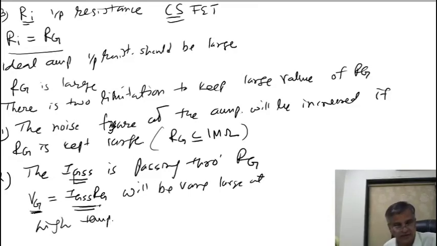Listen again. IGSS, the reverse leakage current, is passing through the resistor RG. So the voltage drop across RG, that is IGSS times RG, will be very large at high temperature.